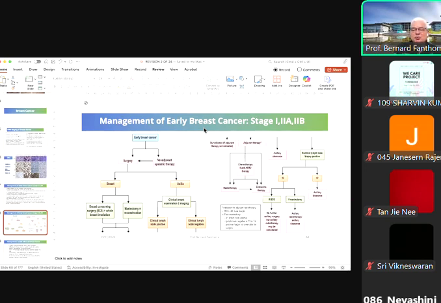And once biopsy report is received, then we do the immunohistochemistry, we get the molecular subtype, and then based on the TNM and the molecular subtyping, we are ready to plan our treatment. And then now we are coming to the treatment.